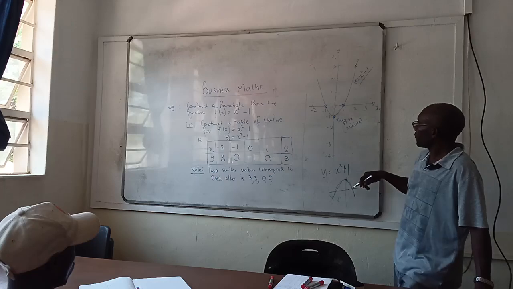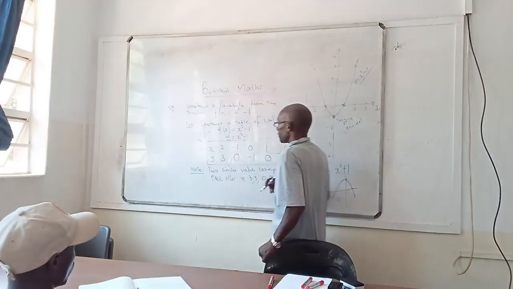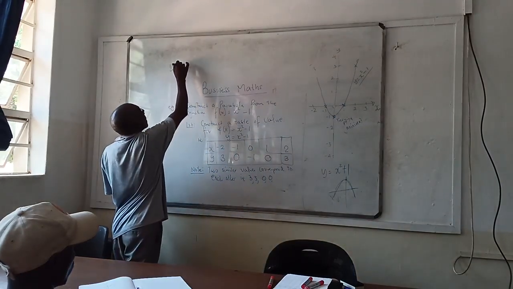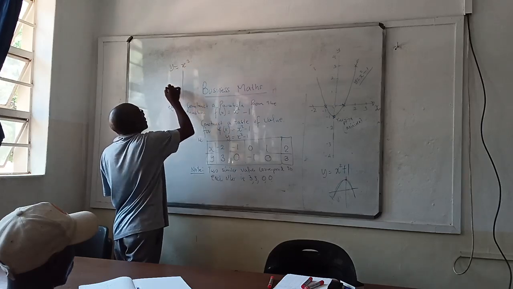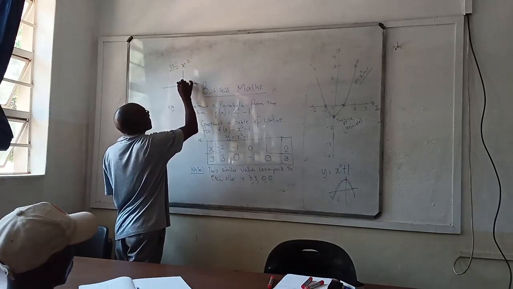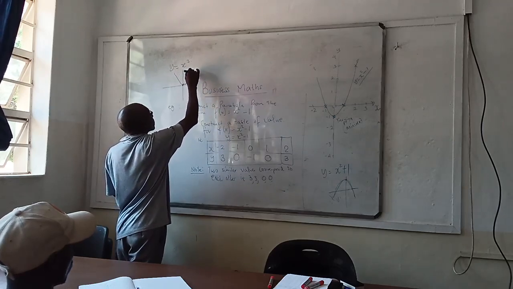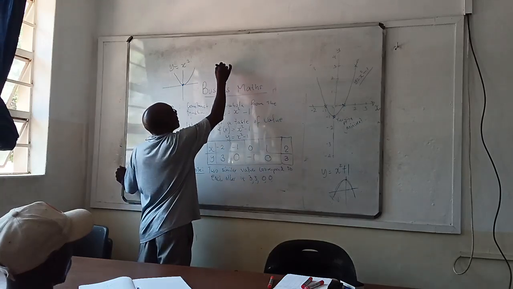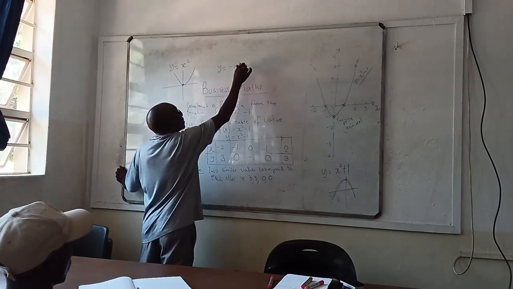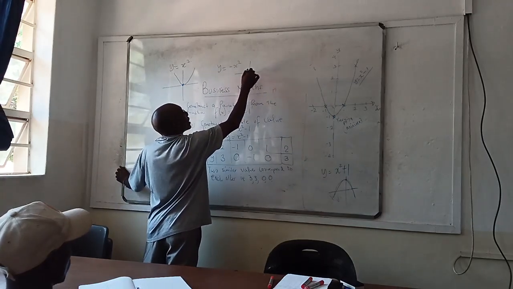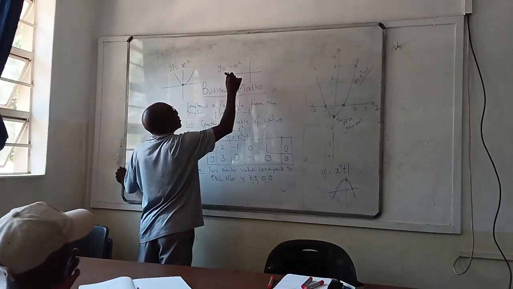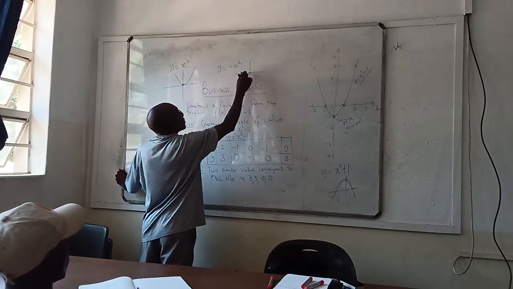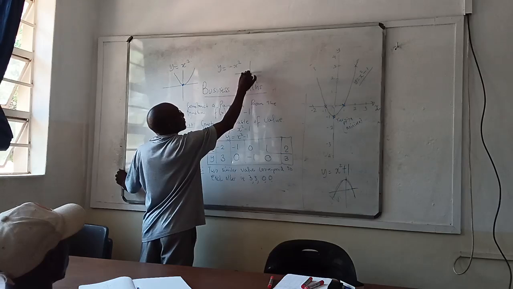A graph of y is equal to x squared is another parabola. The turning point is here. A graph of y is equal to negative x squared is going to be something like this. Positive is going to be this, negative is going to go something like this. This is our turning point.